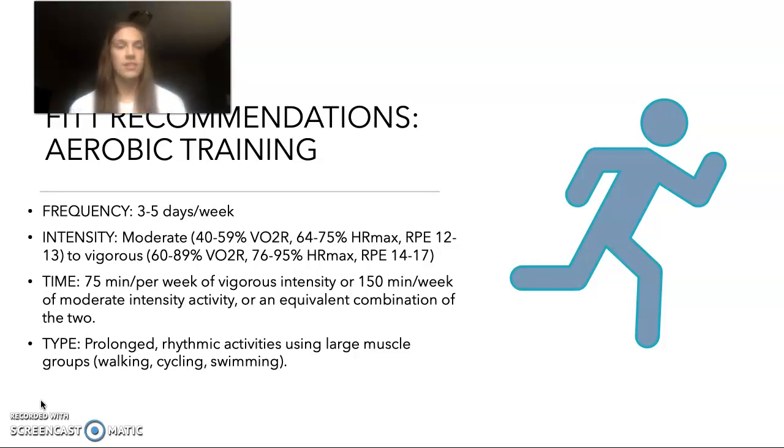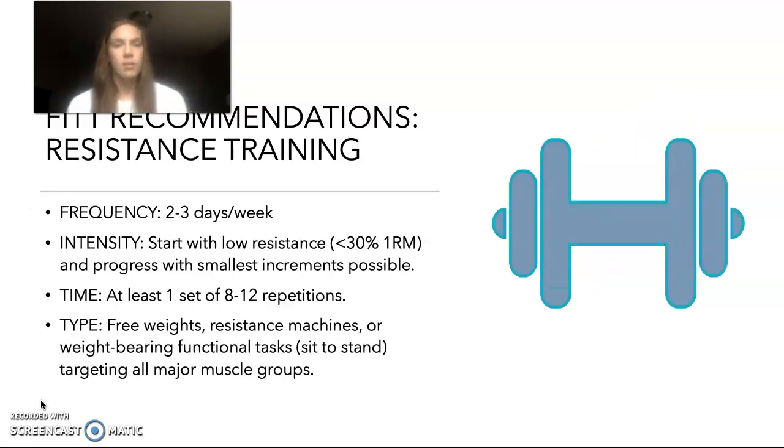And lastly, for the type, we're looking for prolonged rhythmic activities using large muscle groups. So this could include walking, cycling, or swimming. Next, we're going to talk about resistance training. For resistance training, you want to shoot for 2 to 3 days per week. As far as intensity, this needs to start extremely low. So we're looking at about 30% of 1 rep max.